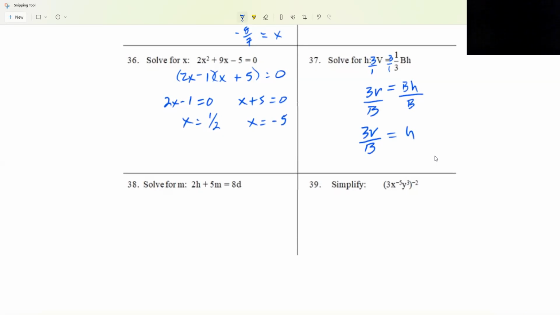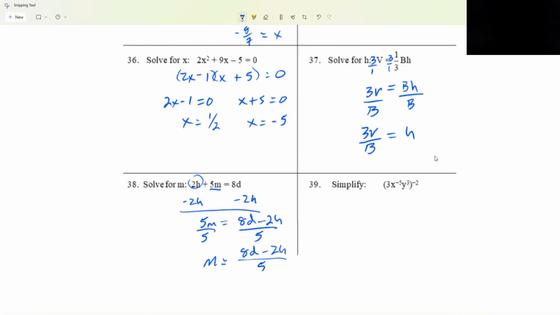Okay, so the next one here, 38, I'm solving for M. So let's get rid of this term. So subtract 2H. That's going to give you 5M is equal to 8D minus 2H. Let's get rid of that 5 there. M is equal to 8D minus 2H all over 5.